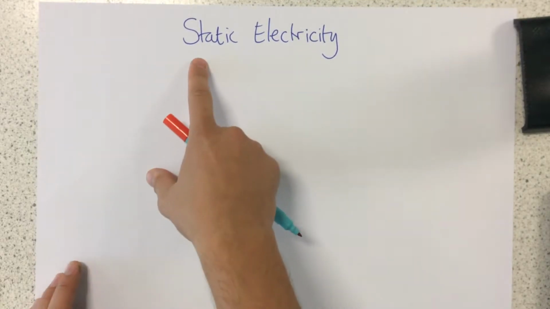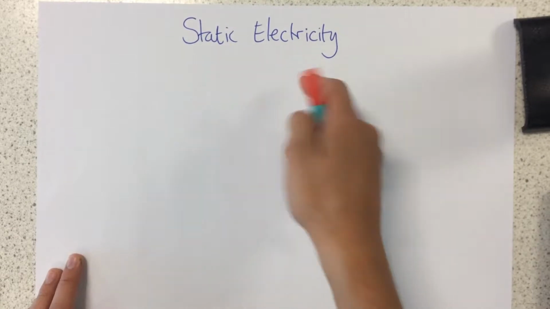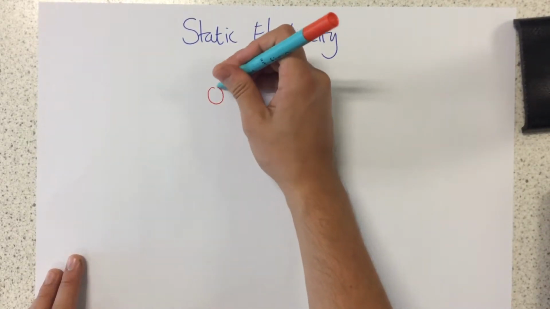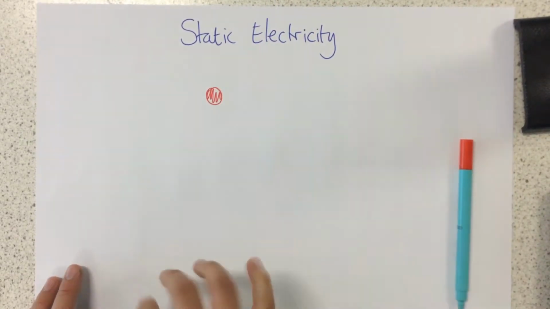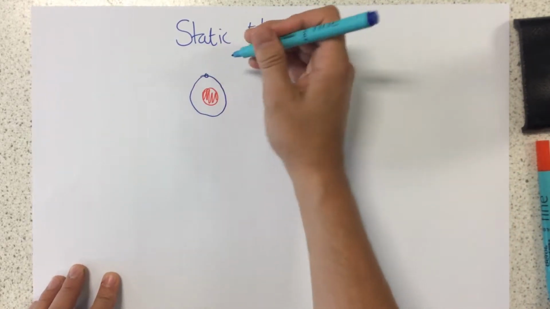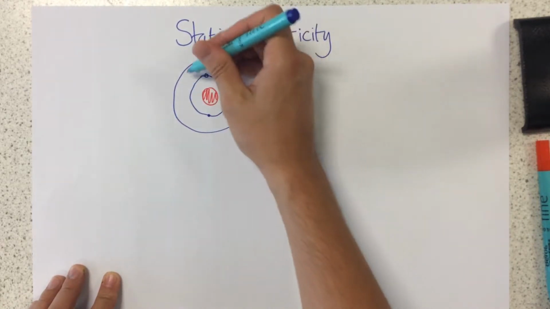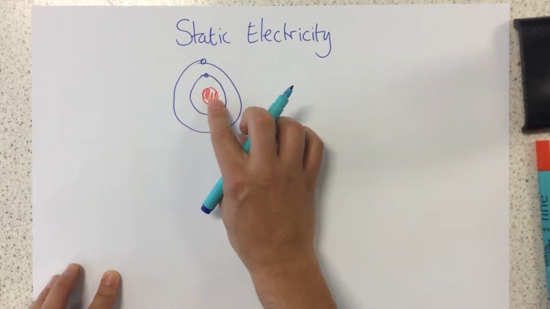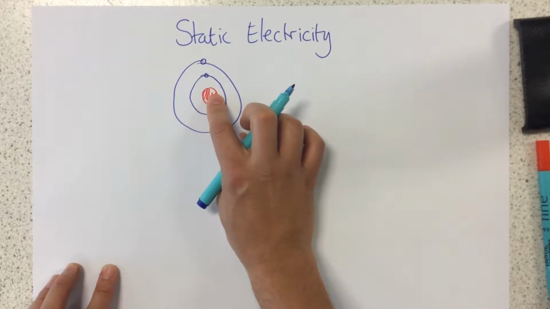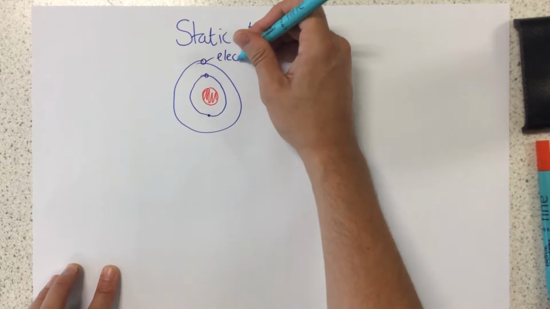Okay, today I'm going to talk to you about static electricity. Before we know about static electricity, just a little reminder about atomic structure. In an atom, if we remember, in the nucleus we have protons and neutrons, which, remember, protons are positive and neutrons are neutral, and around the outside we have electrons.